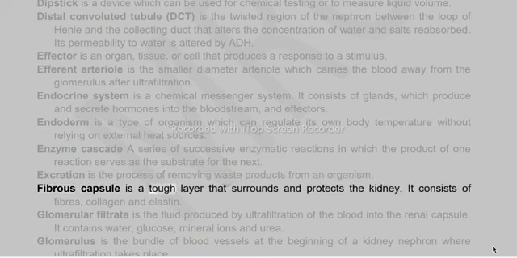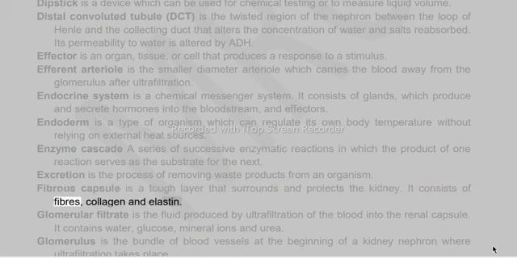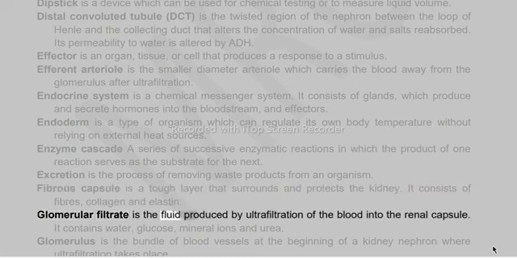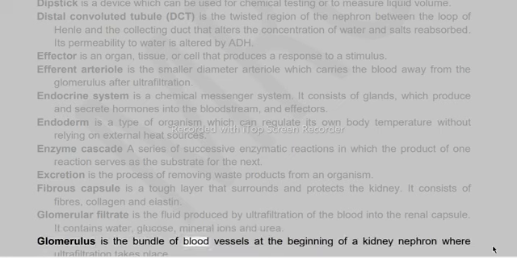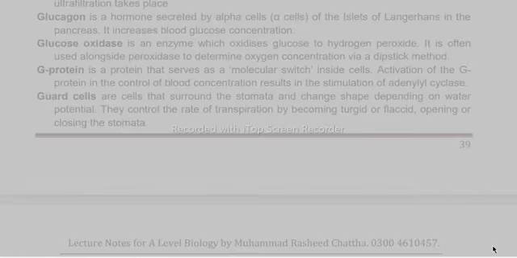Fibrous capsule is a tough layer that surrounds and protects the kidney. It consists of fibers, collagen, and elastin. Glomerular filtrate is the fluid produced by ultrafiltration of the blood into the renal capsule. It contains water, glucose, mineral ions, and urea. Glomerulus is the bundle of blood vessels at the beginning of a kidney nephron where ultrafiltration takes place.